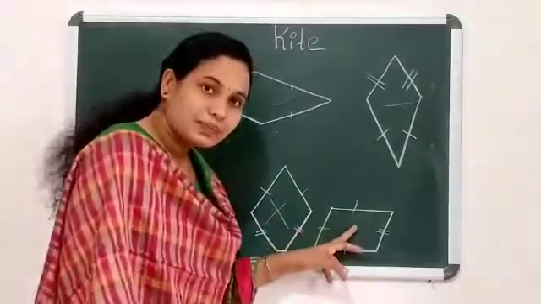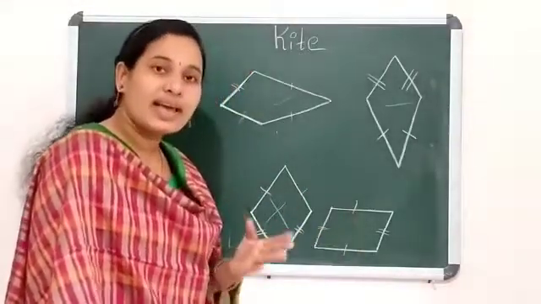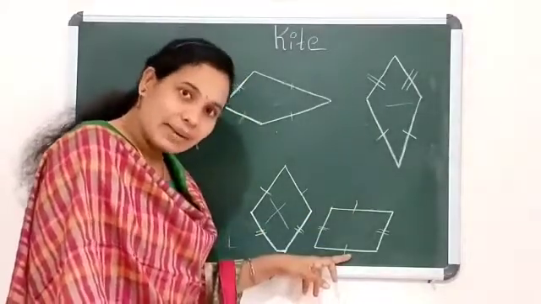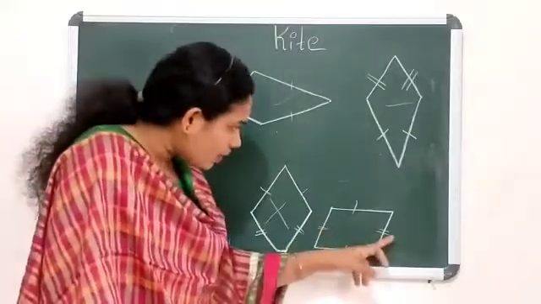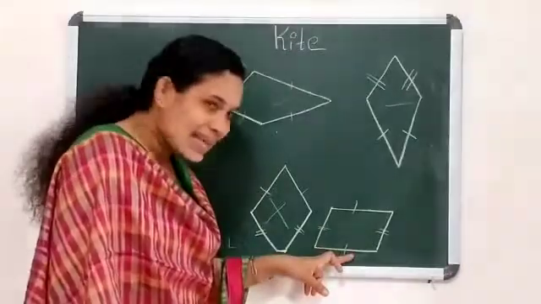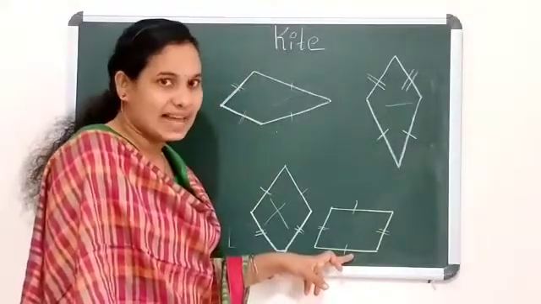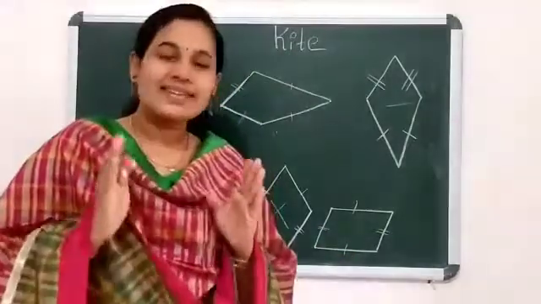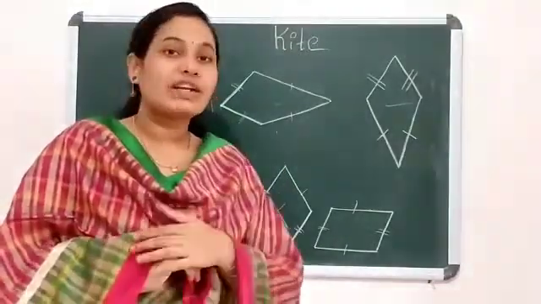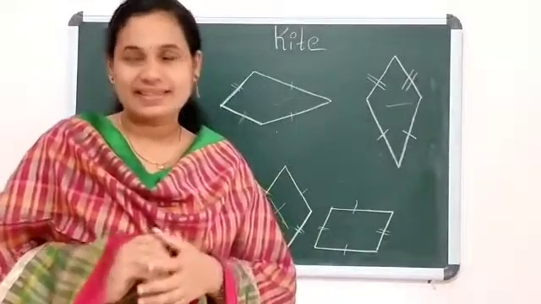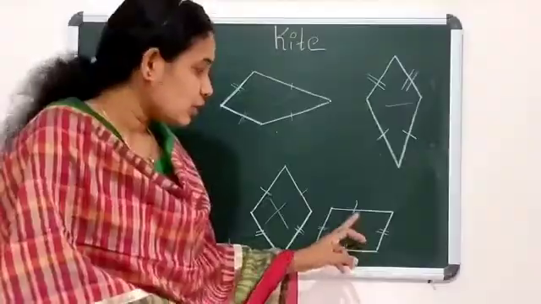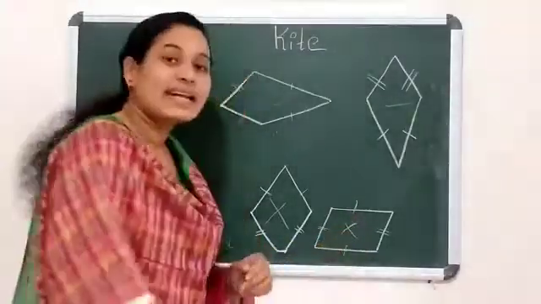Now what about this one? Is it a kite? No. Why? Here you can see that these 2 opposite sides have the same length, and these 2 opposite sides have the same length. But these 2 sides are not consecutive sides. So, for a kite, it is compulsory to have exactly 2 consecutive pairs of equal sides, and those consecutive pairs of equal length must be distinct. So, it is not an example of a kite.